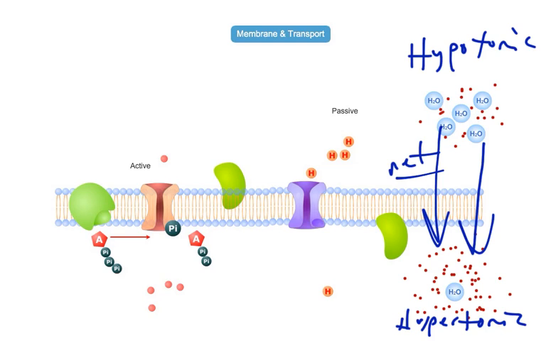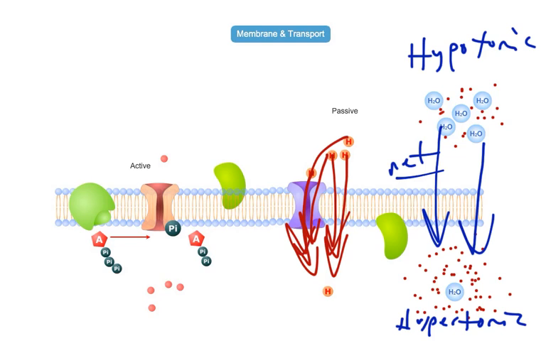We also have simple diffusion, which is just going across the membrane. So for example, if these hydrogens could just go straight across here, that's simple diffusion. If they also move through this channel, if it's just an open channel and they move through, that's simple diffusion, as long as they're going down the concentration gradient.